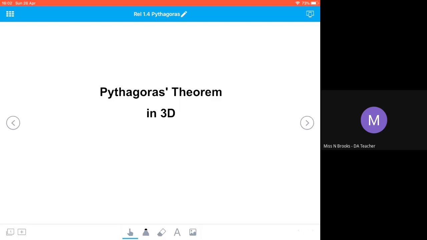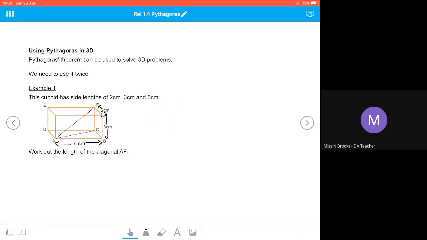So let's look at Pythagoras' theorem in 3 dimensions. If we want to solve problems in 3 dimensions, what we have to do is use Pythagoras twice.